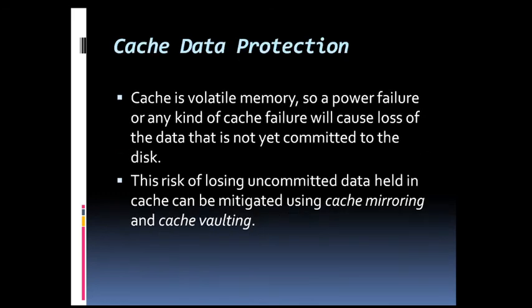Next, we shall see the protection of the cache data. Cache is volatile memory, so a power failure or any kind of cache failure will cause loss of data that is not yet committed to the disk. This risk of losing uncommitted data held in cache can be mitigated using cache mirroring and cache vaulting. Let us understand these two techniques.